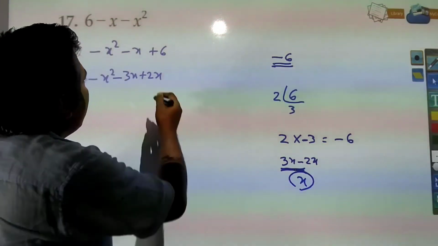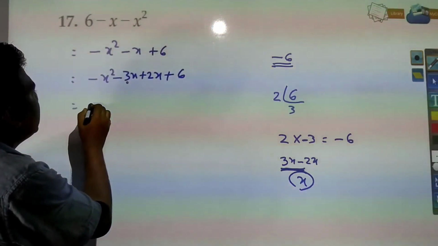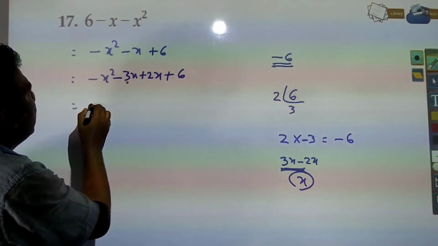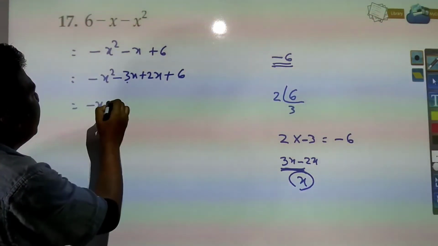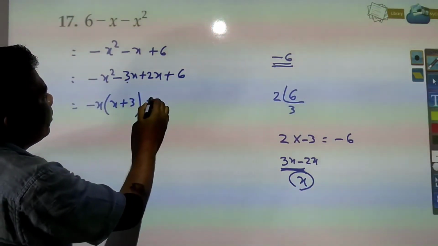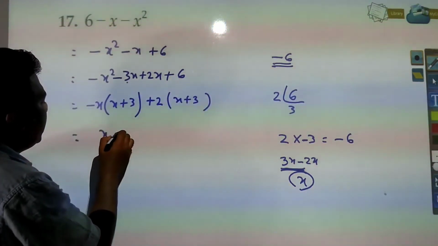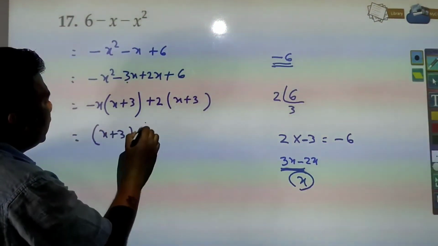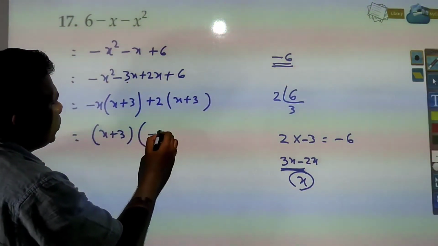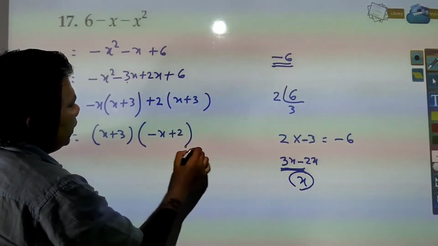Plus 6, here you have common, suppose minus x you take, so you will be left with x plus 3, and here plus 2, x plus 3 and x plus 3, and here you will get minus x plus 2 or 2 minus x you can write, and this will be your answer.